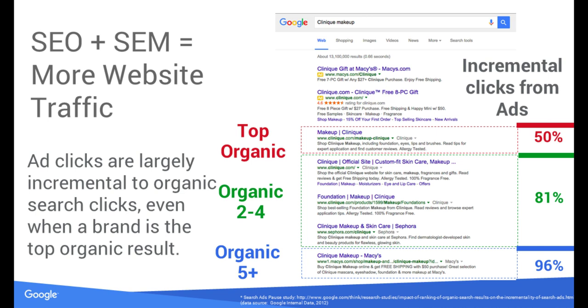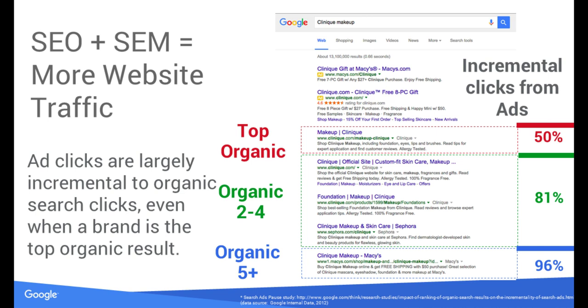Google did a study, and our study showed that ad clicks on brand searches are oftentimes incremental to your organic listing clicks. And what that means is if your ad didn't show, even if your organic ranking did, you could lose a considerable amount of website traffic. So on average, 50% of the ad clicks that occurred with a top rank organic result are incremental.